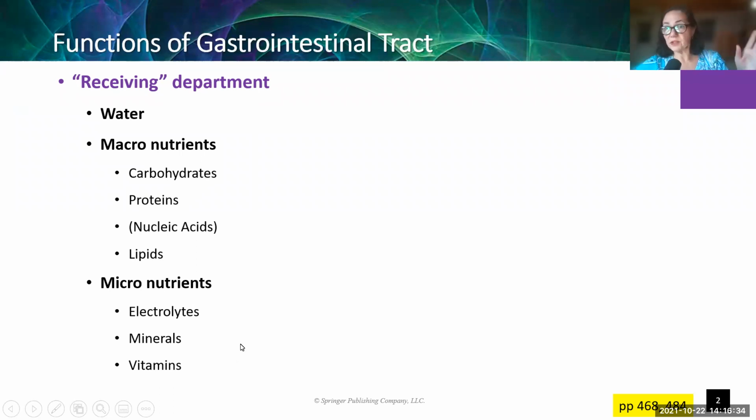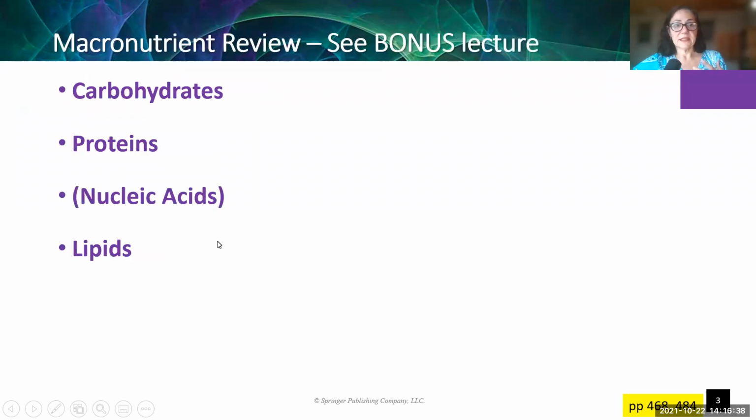All right, so that's the big overview. That's what we're taking in, the gastrointestinal tract. Just a quick building it up again. If you haven't already and you don't know what these things are, carbs, proteins, nucleic acids, and lipids, and what they're made out of, go ahead and see the bonus lecture.